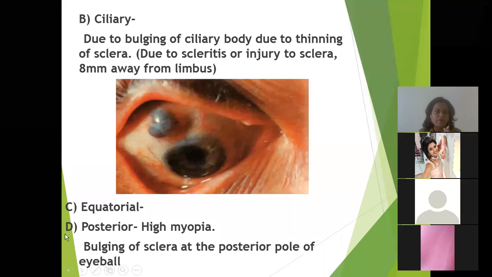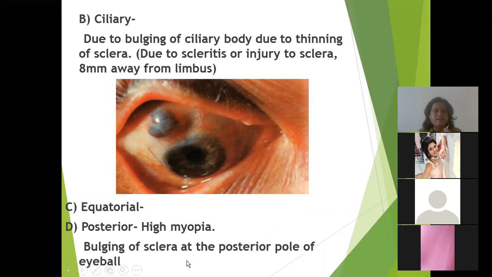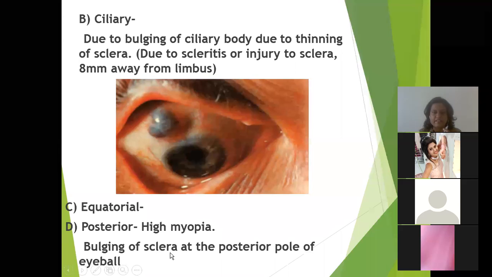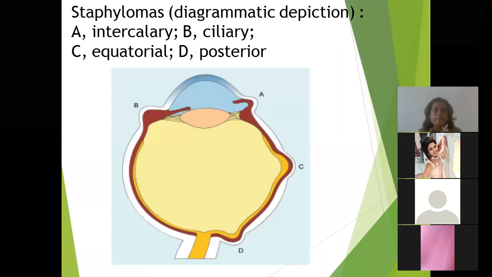Due to high myopia, there is a posterior staphyloma, a bulging of the sclera at the posterior pole of the eyeball. So when there is a bulging of the sclera anterior to the eyeball, it is the anterior staphyloma, and when there is bulging of the sclera at the posterior of the eyeball, it is called the posterior staphyloma. Then this is a diagrammatic representation of these staphylomas.